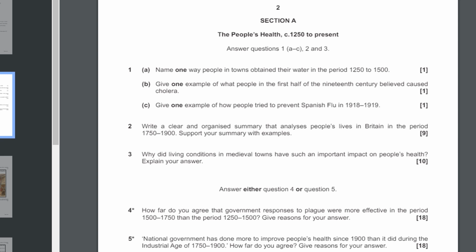If you have a look now, there are 3 questions, 1A, B and C, and they're all worth 1 mark. Have a little look. Then question 2 is a 9-mark question, followed by a 10-mark question, question 3. Those questions are compulsory. Everyone must attempt them.